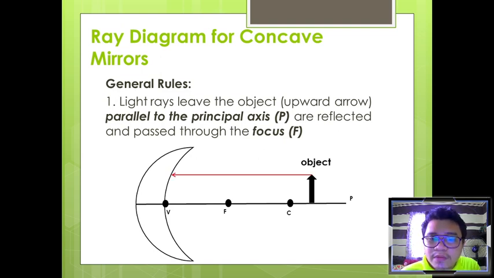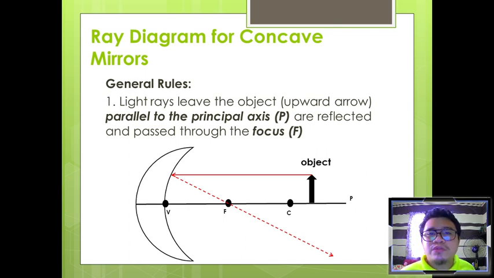So I will have to draw a parallel line from the tip of the object towards the mirror. Okay, so it should hit your mirror surface because after it hits the mirror, it is now reflected and passed through the focus. So how are we going to execute that one? Just draw a straight line from the point where the parallel light ray struck the mirror and then let it pass through the focus of your curved mirror. Okay? And that is how we execute rule number 1.